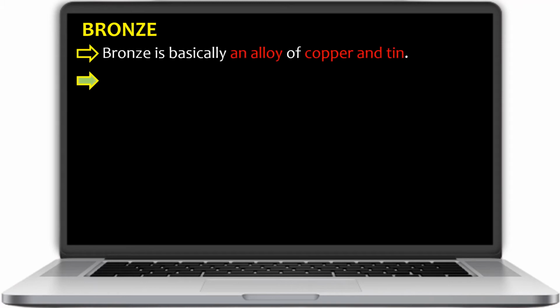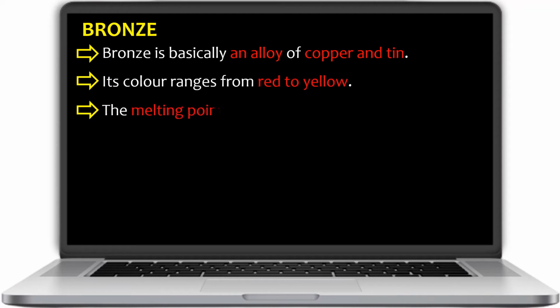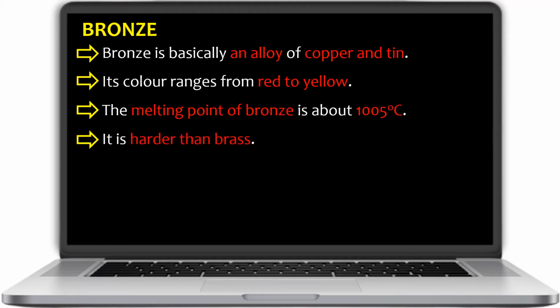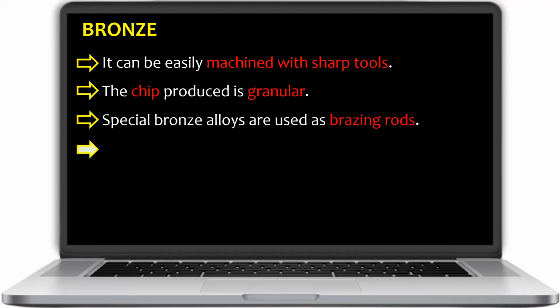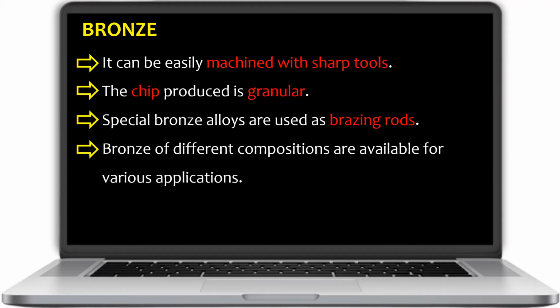Let's see about bronze. Bronze is basically an alloy of copper and tin. Its color ranges from red to yellow. The melting point of bronze is about 1005 degrees Celsius. It is harder than brass. It can be easily machined with sharp tools. The chip produced is granular. Special bronze alloys are used as bushing rods. Bronze of different compositions are available for various applications.